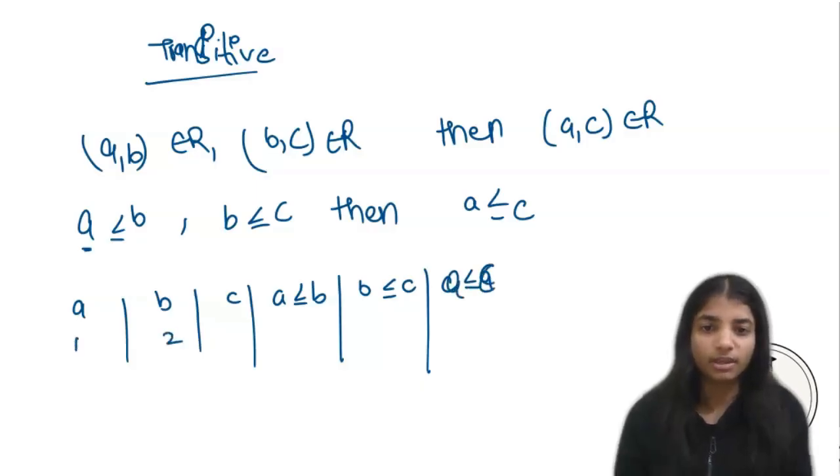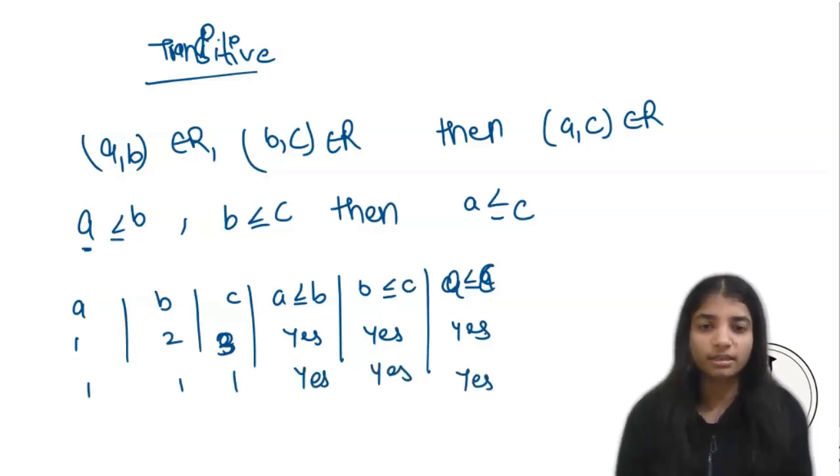If a is 1, b is 2, c is 3, so 1 is less than 2, so this is satisfied. 2 is less than 3, so this is satisfied, and 1 is also less than 3. So this is also satisfied. If it is 1, 1, 1, so a ≤ b, satisfied. b ≤ c, satisfied. a ≤ c, satisfied.